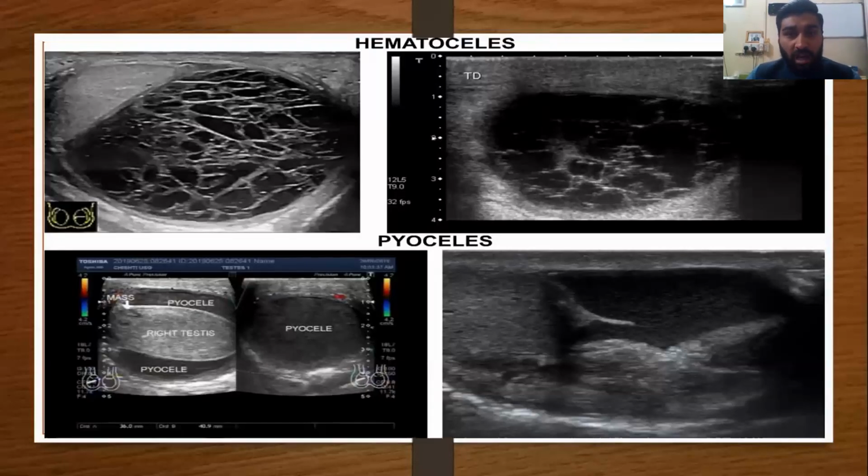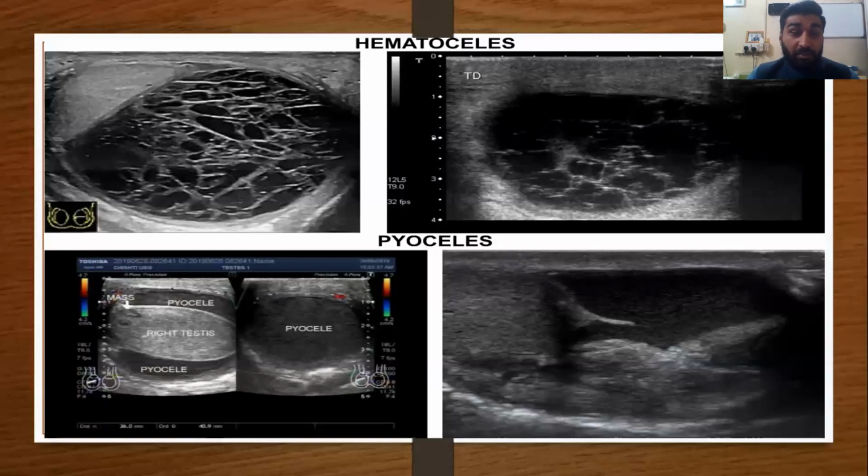Well, the images above demonstrate hematoceles, multiloculated, septated cystic lesions representing the hematocele. Similarly, on the right of the screen, you can see the multi-septated or loculated hydrocele. You can say hydrocele or hematocele.